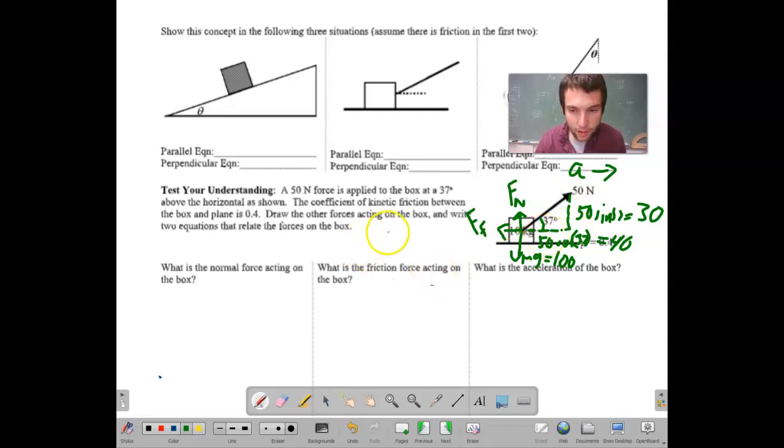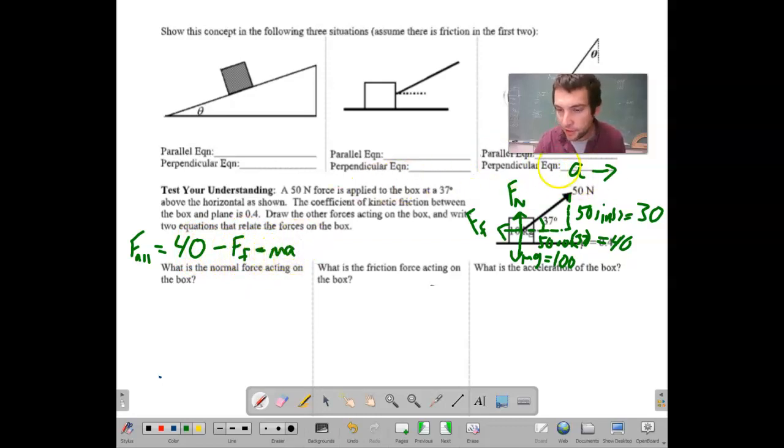Okay, let's get to it. Write two equations that relate the forces on the box. Well, we have parallel forces and we have perpendicular forces. Parallel to acceleration and perpendicular to acceleration. So let's go ahead and start with our net force that is parallel. Stuff that makes it go is going to be this 40 newtons, which is going to be the 50 cosine 37. So we can just call it the parallel component of the 50, or we'll just go ahead and put in that 40. Minus the stuff that holds it back, our frictional force, equals mass times acceleration.